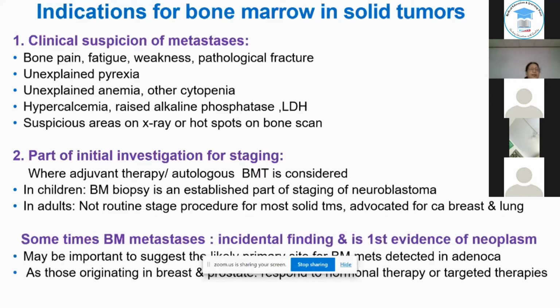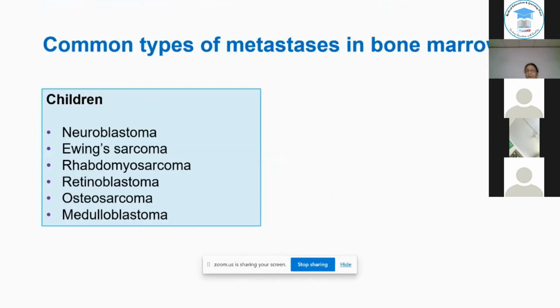Sometimes the bone marrow metastasis is an incidental finding, and it is the first evidence of neoplasm. It may be important to suggest the likely primary site from the bone marrow if it is detected as adenocarcinoma, because those adenocarcinomas which originate in breast and prostate are likely to respond to hormonal or targeted therapies.